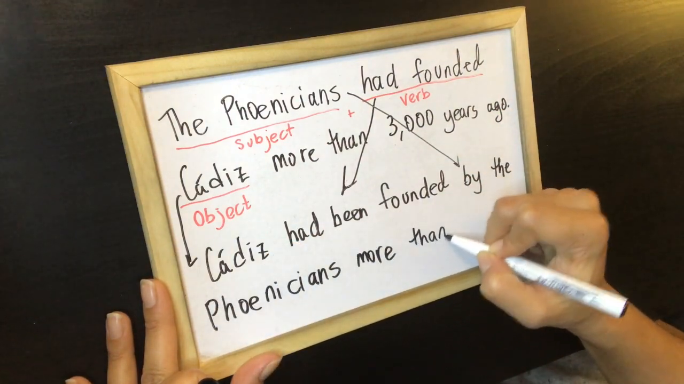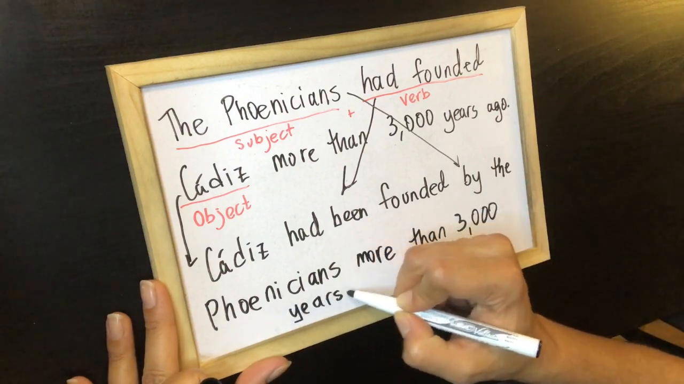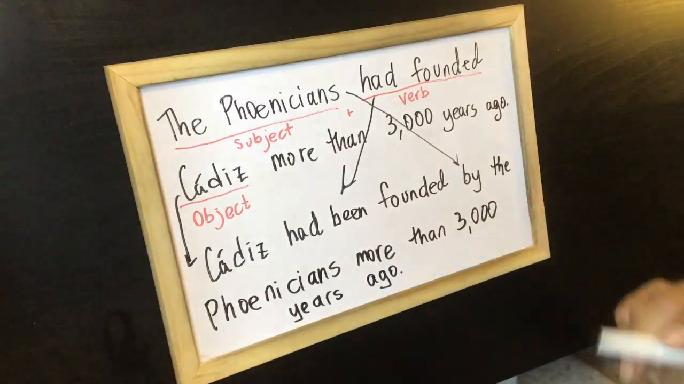Again, in this sentence, I'm keeping by the Phoenicians. It gives extra information. What I want to do in this sentence is to draw attention to the fact that Cadiz has been founded. There is our passive sentence. Cadiz had been founded by the Phoenicians more than 3,000 years ago. Is it necessary? Can I take out by the Phoenicians? Of course I can. If I just want to say Cadiz had been founded 3,000 years ago, that's perfectly fine. I'm simply drawing attention to the age of the city. So that is how we convert the past perfect from active to passive.